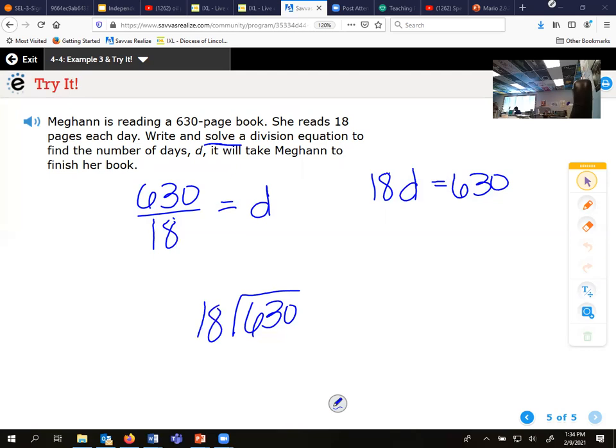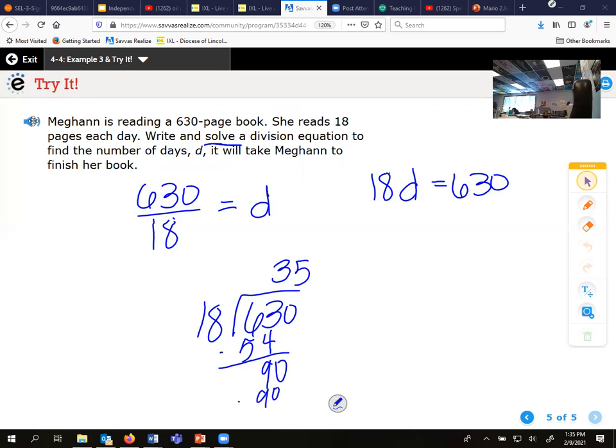How many times will 18 go into 63? What if this was 20? How many times will 20 go into 63? Jack? 3 times. How many times will 18 go into 90? Becky? 5. 5 times is exactly 90.